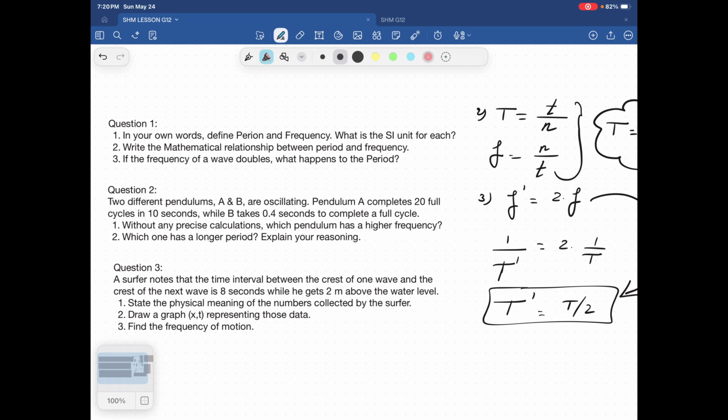So what is the physical meaning of each one of those? Since the time is the time between a crest and a crest, it is obviously the time for a full cycle, and so it is a period, and we know that the period is equal to 8 seconds, while the amplitude above the water level is 2 meters, and thus 2 meters is an amplitude. Draw a graph x-t representing those data. And it is clear that this is our lovely graph.